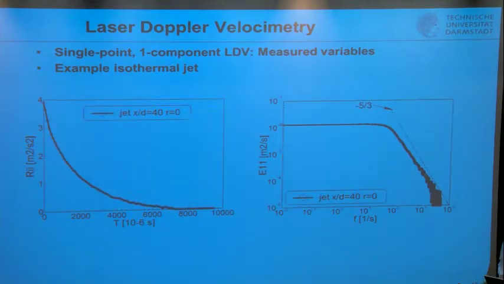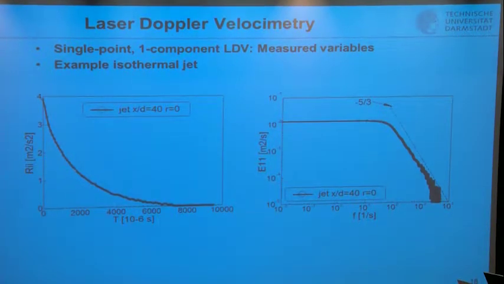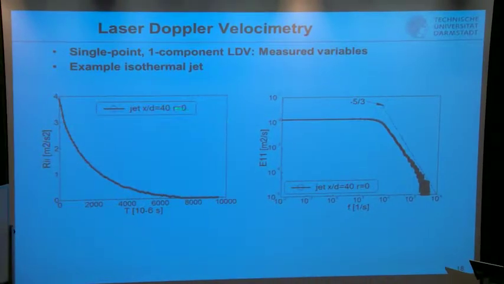And that is shown here for an isothermal jet, where the measurement has been taking place at the symmetry line 40 diameters downstream of the exit of the nozzle. And you see here the typical decay that you would expect, how this covariance decays over time, where the integral would be then the integral time scale. And if you take a Fourier transform of this slope or this curve, you end up then with the power spectral density.